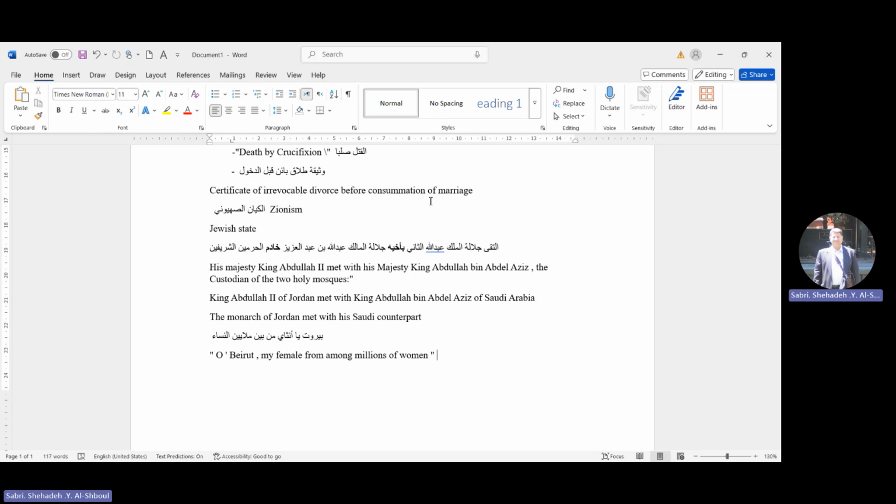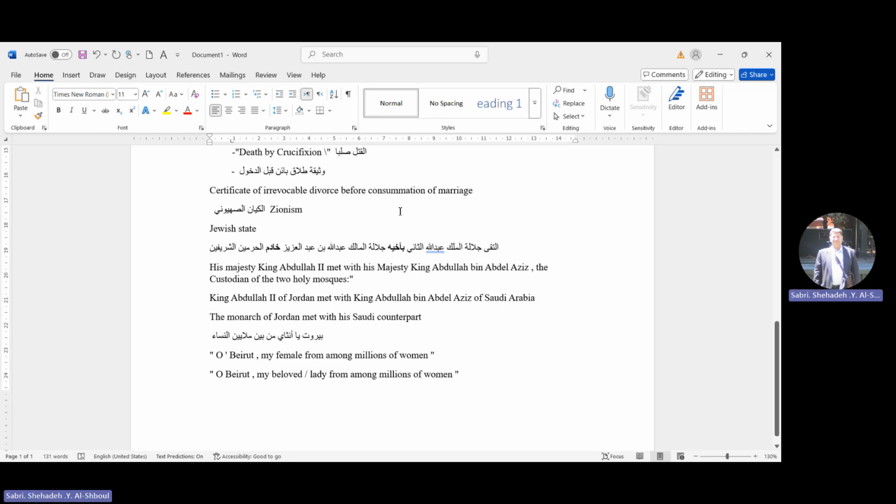This being the case, the translator is supposed to choose a functional equivalence by offering a smoother rendering, like: Beirut, my beloved lady from among millions of women.